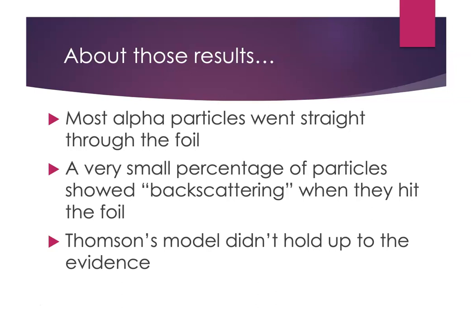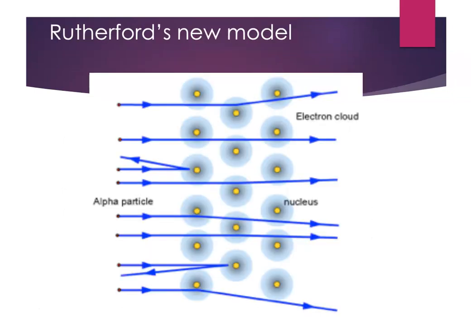So he took Thomson's model, who had been his PhD advisor, and changed it. So here's what he thought. Why are they bouncing back? Well, sometimes the alpha particles must hit something hard and dense, and that's what makes them bounce backwards. And if they glance it, they might go off at an angle, but mostly they're going through empty space.